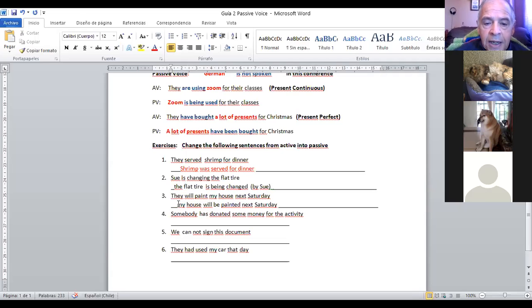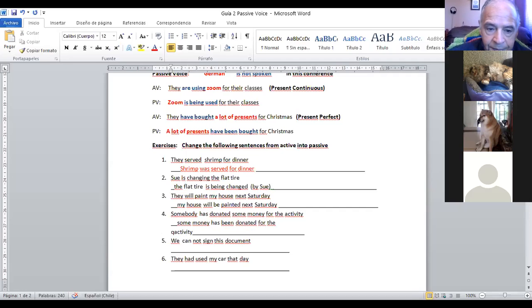Okay, see? Somebody has donated some money for the activity. First of all, has donated, tense, present perfect. What is the direct object? What was donated, or what has been donated? Some money. So that is the direct object, some money. And then present perfect. Has been. Yeah, good. You're learning. Has been donated for the activity.